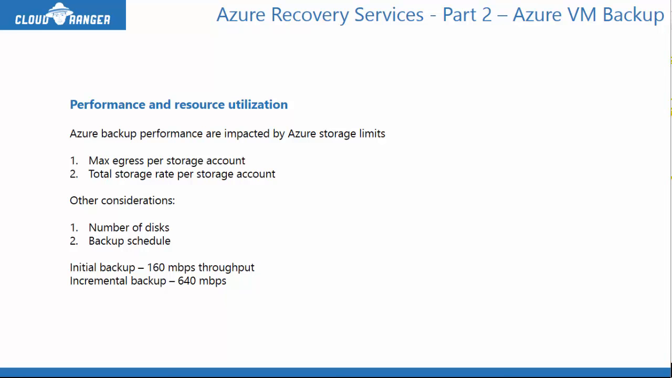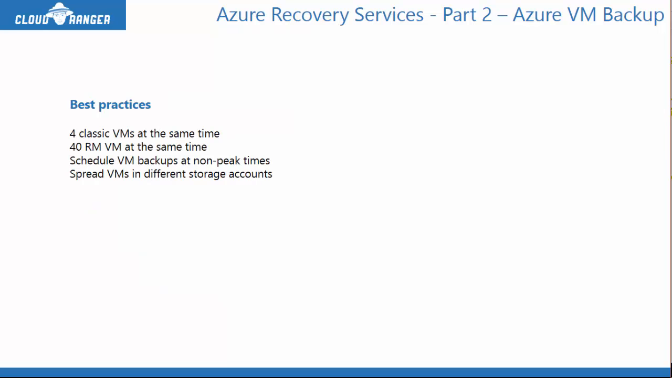Now, let's go to the next slide. I want to show you some of the best practices that I follow. With the best practices, do about 4 classic VMs at the same time. So if you have classic VMs, do not do more than 4. It's going to start affecting something somewhere.